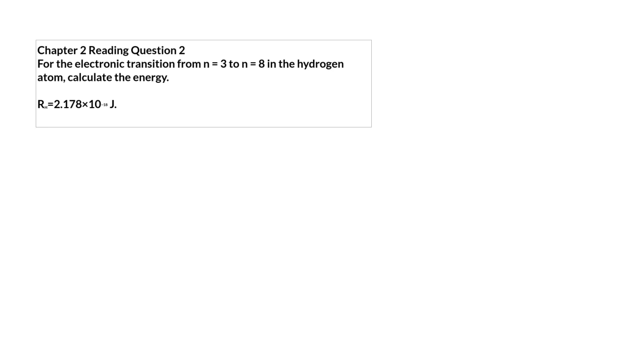Well, the formula I gave you in lecture is that the change in energy is equal to the opposite of the Rydberg constant times 1 over n squared final minus 1 over n squared initial.